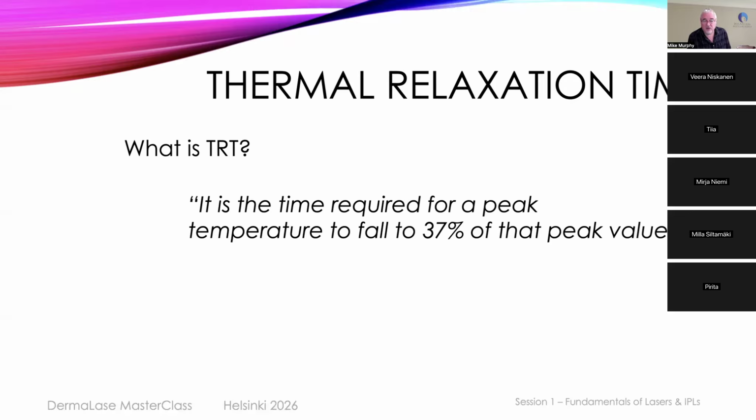But if it's 100 degrees, then it's the time taken to fall to 37 degrees. If it's 1,000 degrees, it's the time taken to fall to 370 degrees. So the absolute temperature doesn't matter with relaxation time. It's a relative measurement, not absolute. The problem is that when you're denaturing or cooking cells, it's the absolute temperature that matters, not the relative temperature. So this is why the relaxation time argument falls apart for hair follicles, and so we just ignore it. It's irrelevant for what we need to do. Fortunately, it doesn't really matter anyway, because most devices nowadays will deliver pulses which are significantly longer than the relaxation time of the target. So we don't really care. But essentially, relaxation time is a cooling time.